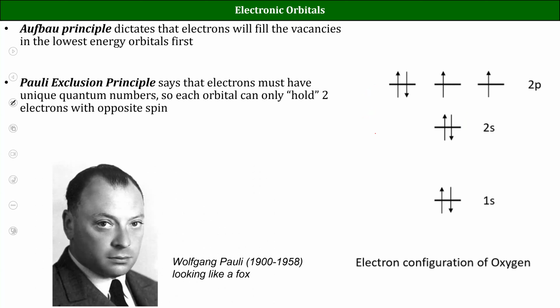Wolfgang Pauli came up with the Pauli exclusion principle, which, in the simplified version, basically says electrons must have unique quantum numbers, so each orbital can only hold 2 electrons, and they have to have opposite spin. You can never put 2 electrons with the same spin in the same orbital. That cannot happen.